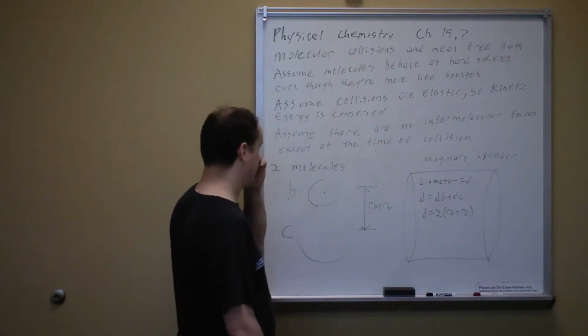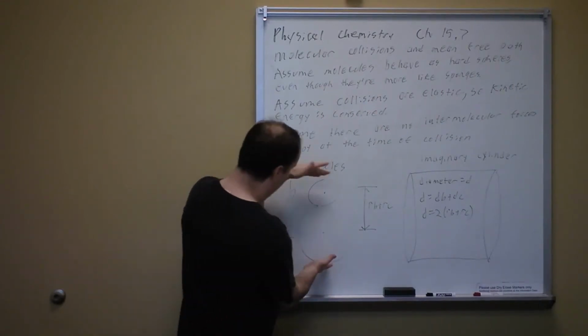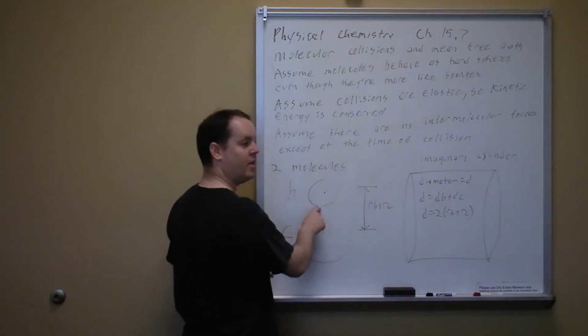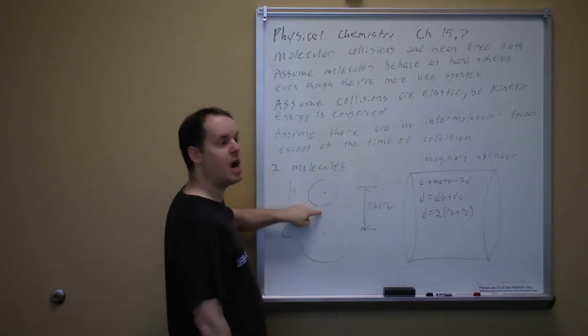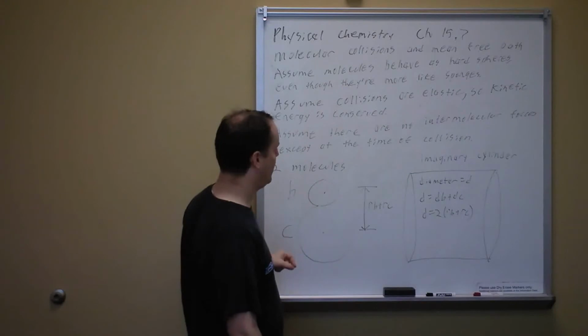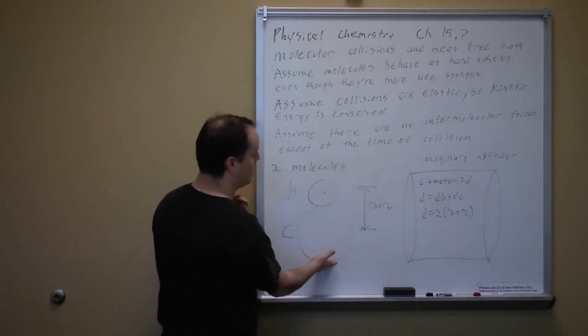Now we're going to be talking in this section about an imaginary cylinder. This imaginary cylinder is going to be the size of the entire both molecules side by side. Notice how they're just barely touching. So this is the time of collision. Again, this is because of our assumption that they're behaving like hard spheres. So the diameter of this cylinder is going to be equal to the diameter of the two molecules.